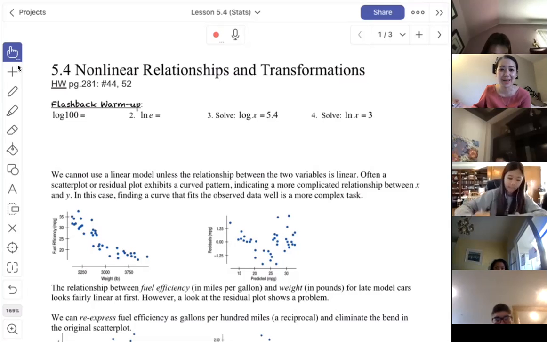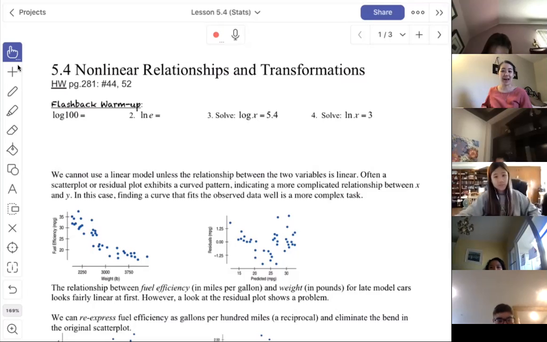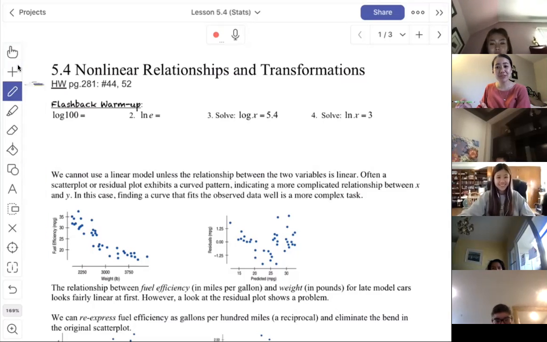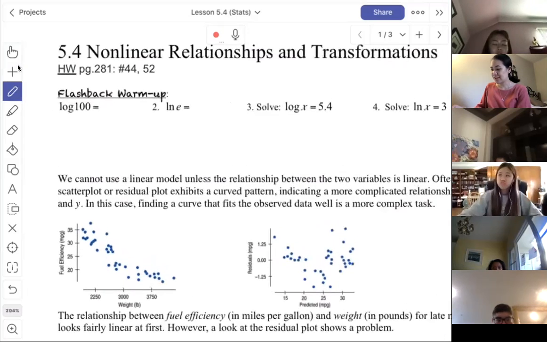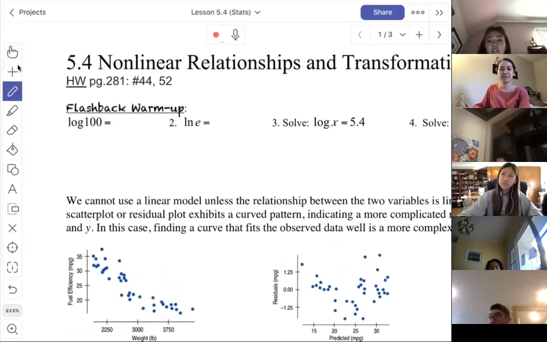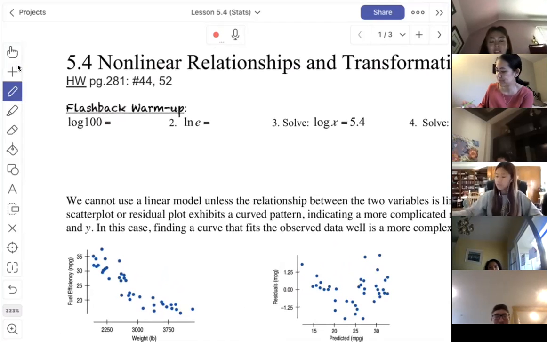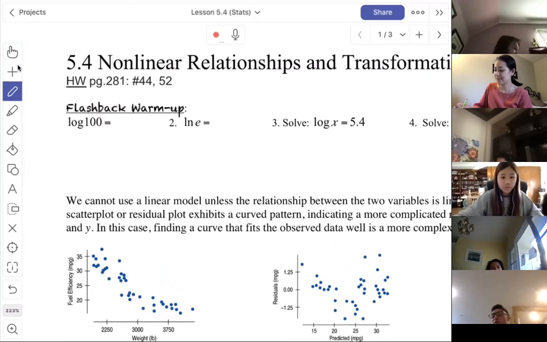All right, so flashback. Log of 100. Does anybody remember how to simplify that? It's 1. Oh, close. It's not 1, but it's very close. It is 2. Good. And why is it 2, Billy? 10 to the power of 2.